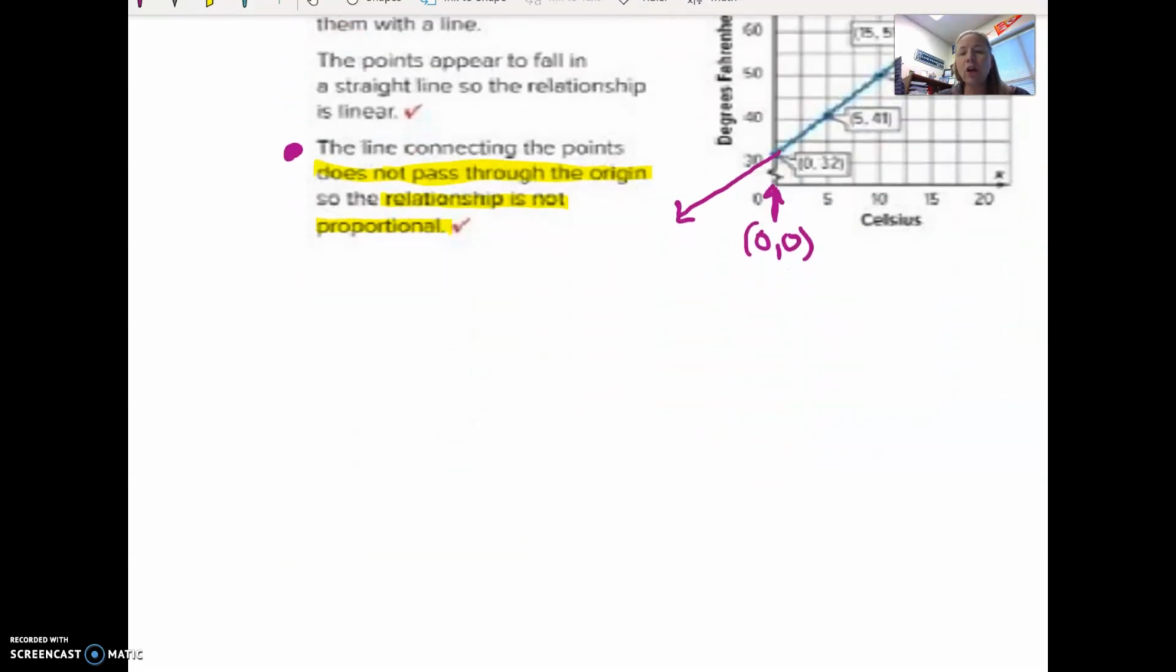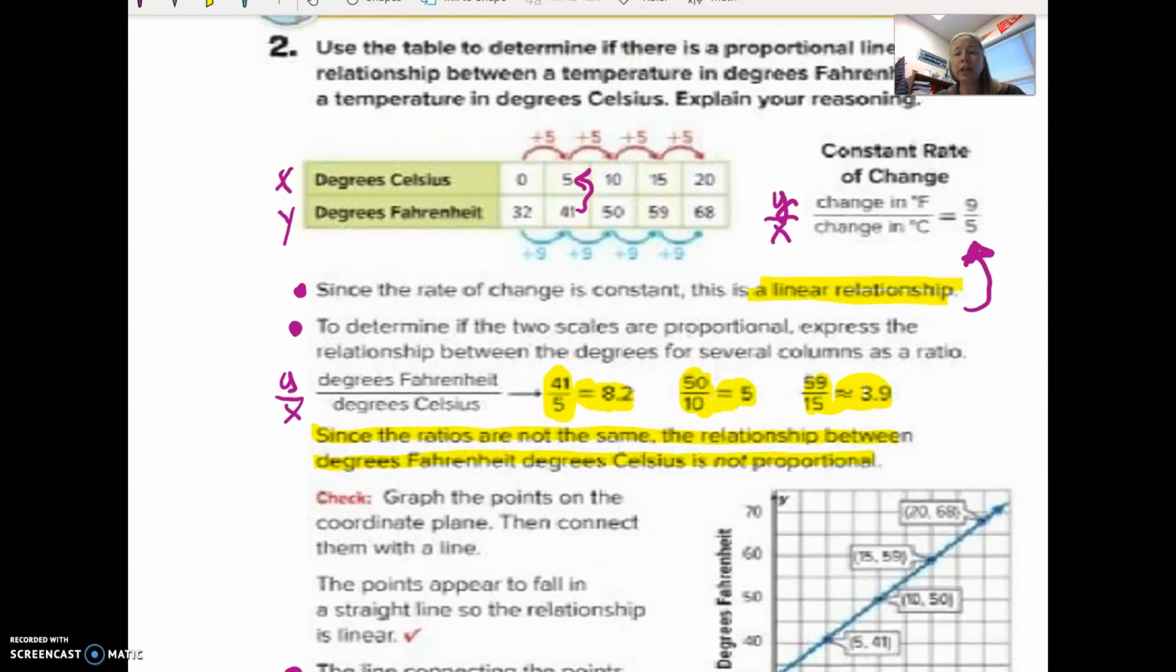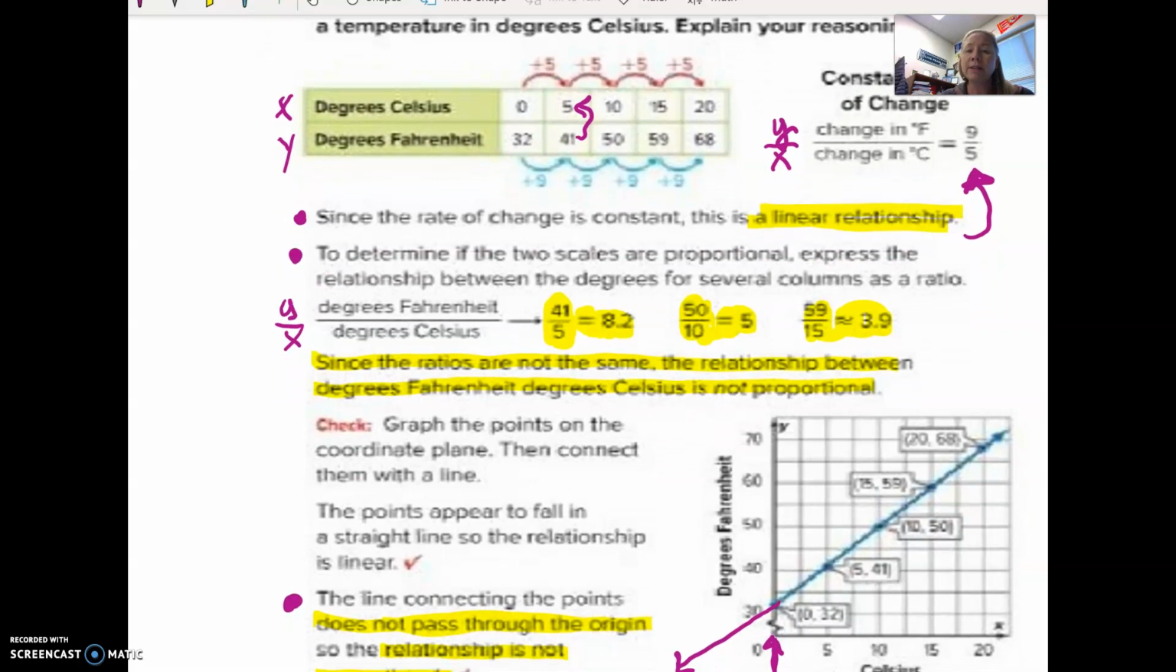Okay, so this is the second part of your assignment. It's going to be able to look at a graph or look at a table and see if that relationship is proportional. So now your job is to take this information and practice it on your own with an assignment out of your book. You'll need to go to my website and the assignment will be there, and I'd like you to try that for tomorrow.